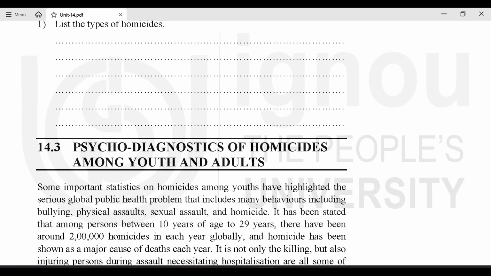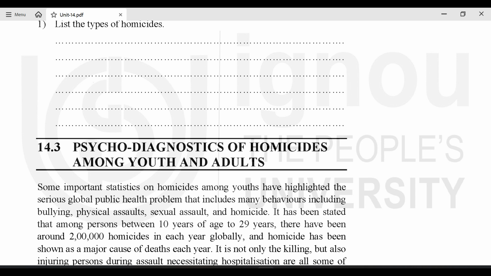14.3 Psychodiagnostics of homicides among youth and adults. Some important statistics on homicides among youths have highlighted the serious global public health problem that includes many behaviors including bullying, physical assaults, sexual assault, and homicide. It has been stated that among persons between 10 years of age to 29 years, there have been around 2,000,000 homicides each year globally, and homicide has been shown as a major cause of deaths each year.